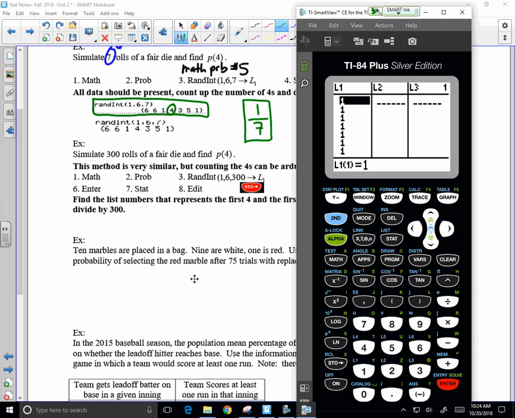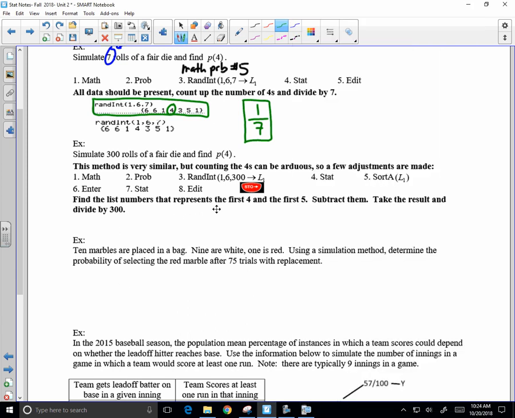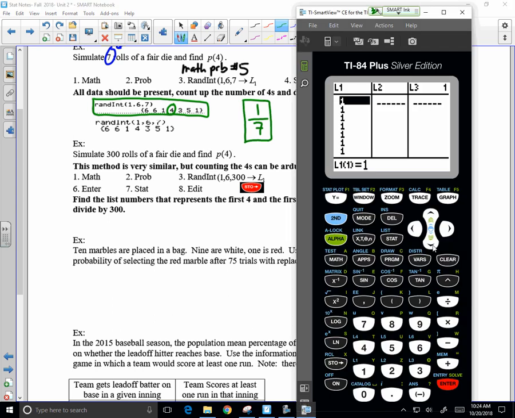There's a couple of ways that you can handle this. One would be what I wrote here in bold: find the list numbers that represent the first 4 and the first 5 and subtract them. Take the result and divide by 300. So I'd have to scroll down, and because this is an emulator that doesn't really emulate very well, I can't just hold down the button and let it go for a ride. You can hold down the down arrow and just wait. Oh, actually, it is working now. The calculator just wants to disagree with me today, I think. Oh, and then it stops after a while. Yeah, so you could just hold down the arrow.